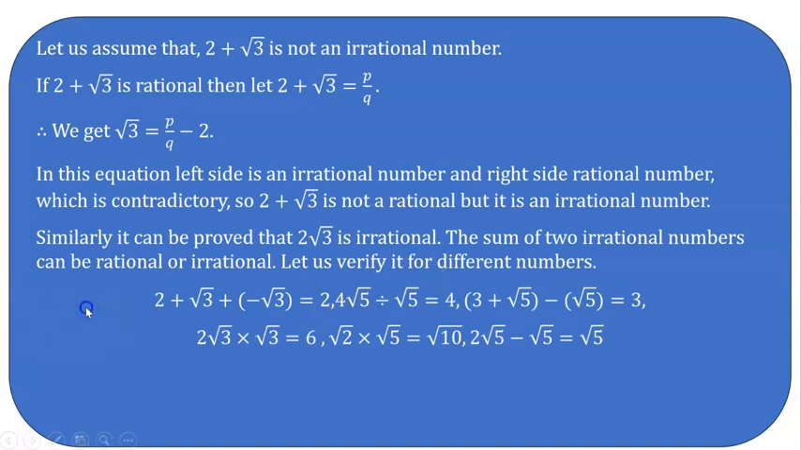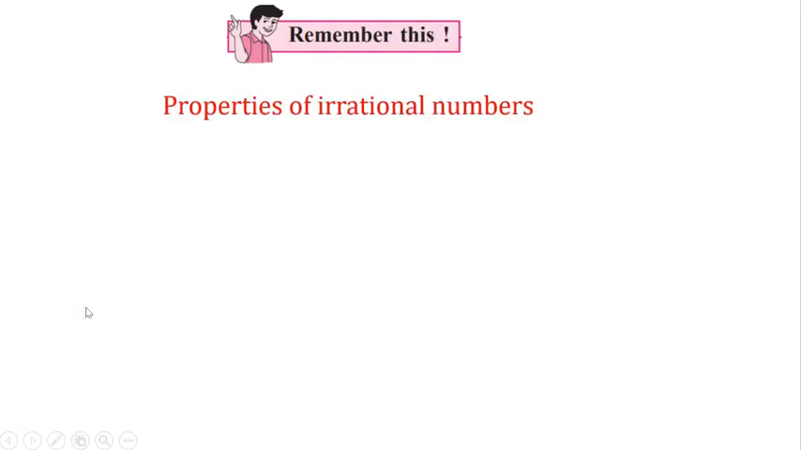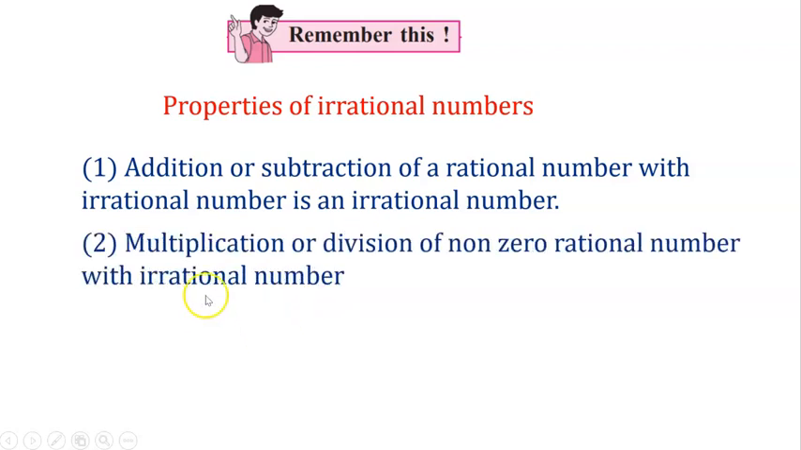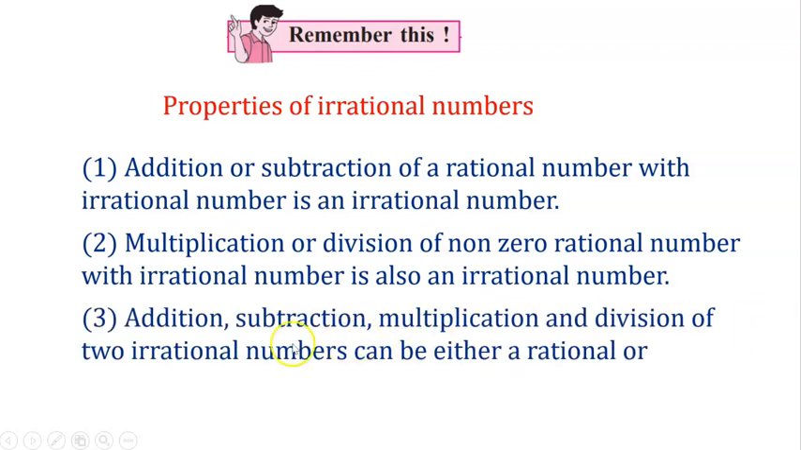Now next, remember these properties of irrational numbers. First, addition or subtraction of a rational number with an irrational number is an irrational number. Multiplication or division of a non-zero rational number with an irrational number is also an irrational number. Next, addition, subtraction, multiplication, and division of two irrational numbers can be either a rational or irrational number.